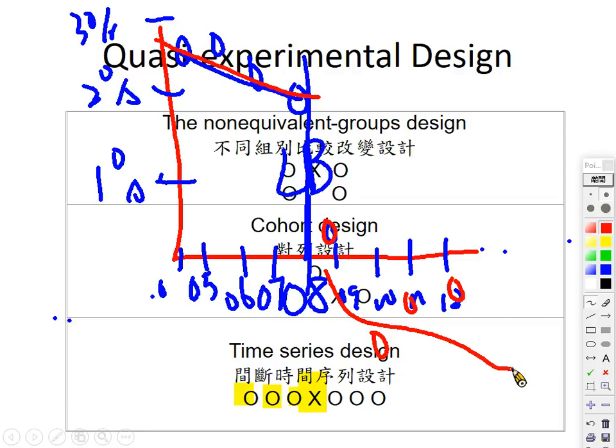Okay, now I'm going to ask you one question. In this case, which set of data is the experiment group? Which one is the experiment group? When we say experiment group, it denotes that this group received the treatment. Is that right? So in this case, which part of the data reflects the treatment group?